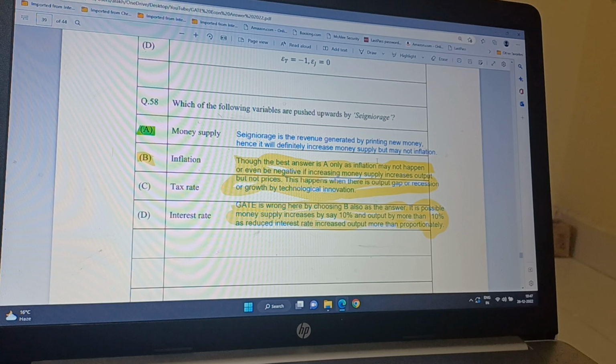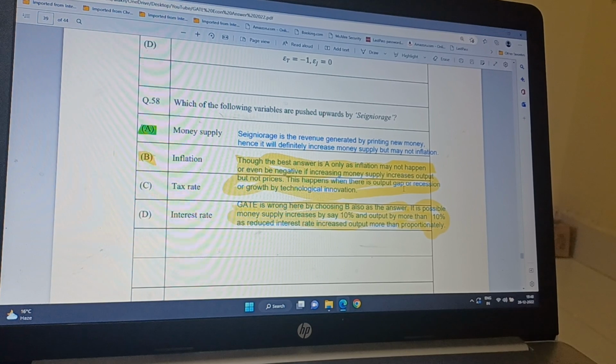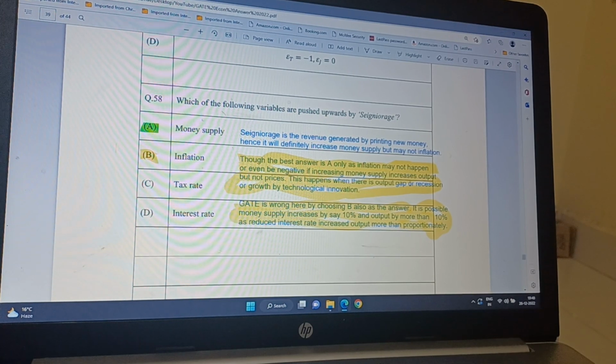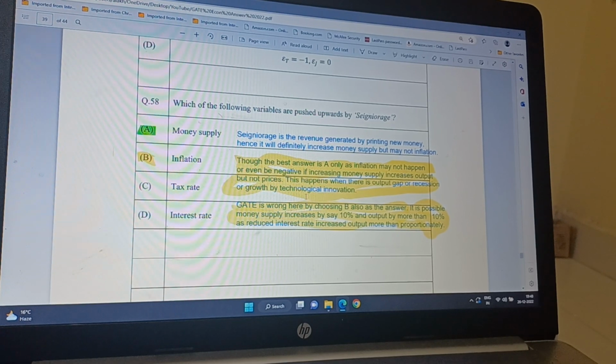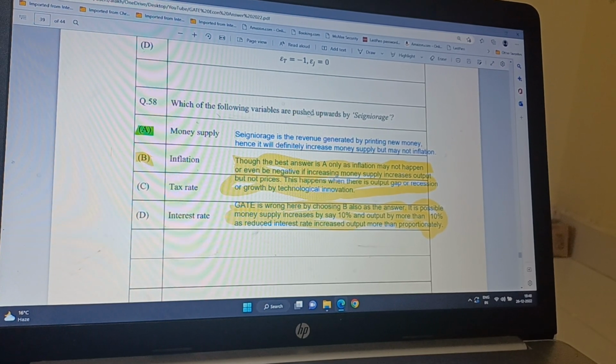Hence, when money supply is increased, the rate of interest falls. And if there is a decreasing cost situation, then people will produce more at the lower interest rate of loans, and then inflation will be lower. It can even be negative. Or when Keynes said there is an output gap or recession, then also inflation doesn't go up when money supply is increased. And also when there is technological innovation, more output will be produced with the money supply and inflation will go down. So inflation may not get pushed upward.